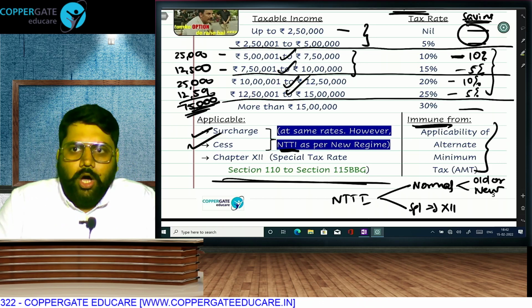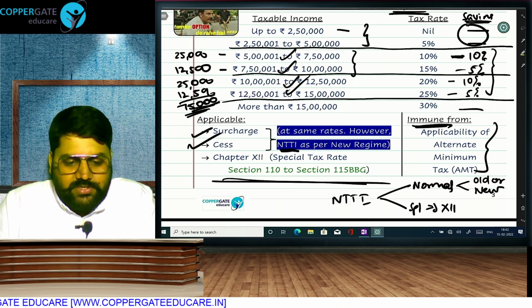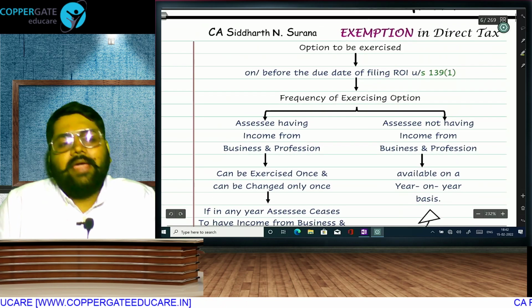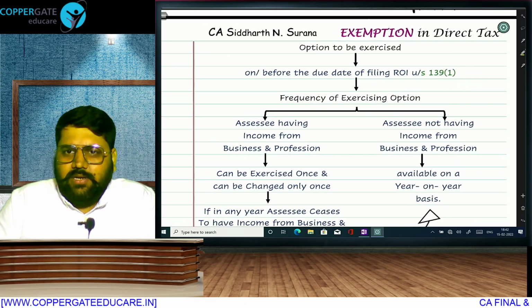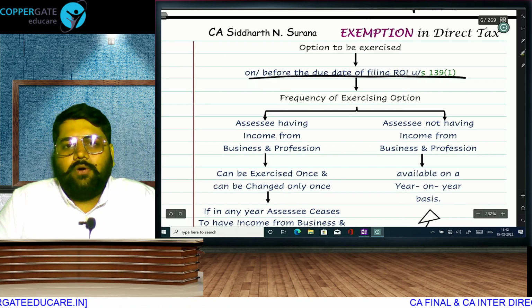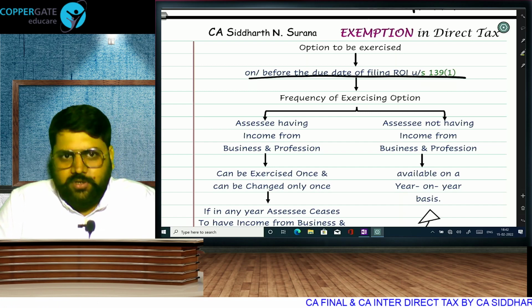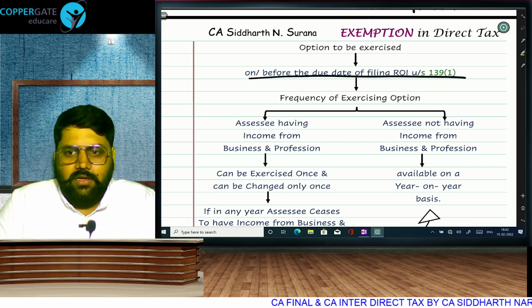Actual tax or 12,500, whichever is lower. Absolutely same concept. Okay. Next, we all know that new regime is optional. Option has to be exercised on or before the due date of filing of return of income. You have to decide before the due date. If you don't apply for the option before the due date, by default you will fall in old regime.